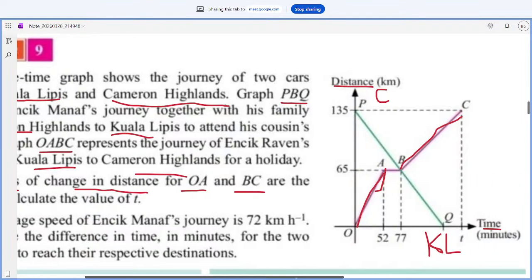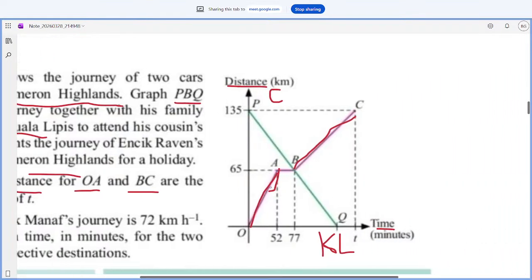Alright, so guys, gradient, simple. For OA, can you tell me what is the gradient? All of you. Simple calculation, try pressing the calculator. Anyone can comment. Yes, very good. The answer is 5 over 4, or you can say 1.25 also can. 5 over 4 or 1.25.